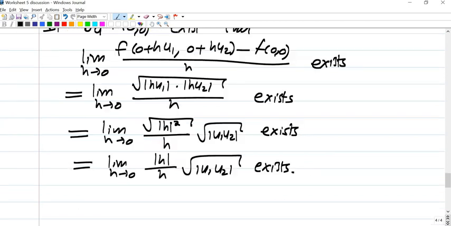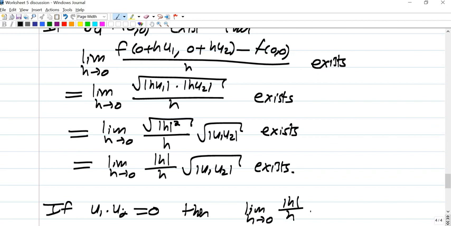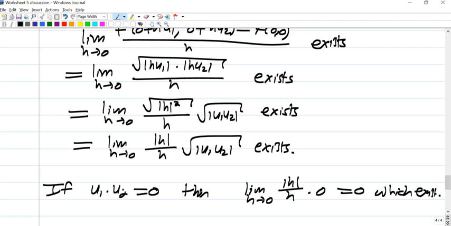All right, now if u1 times u2 is equal to naught, then we get that the limit as h goes to naught of the absolute value of h over h times naught, which is naught, which exists. Thus, the directional derivative of f at the point (0, 0) in the direction of u exists.